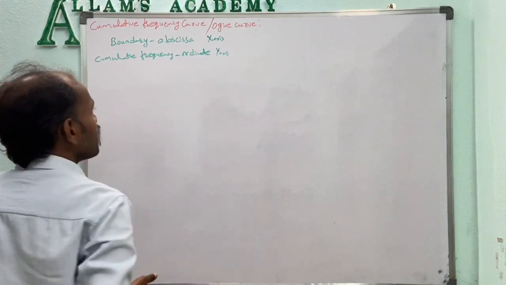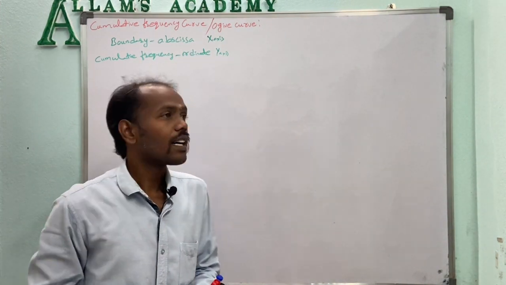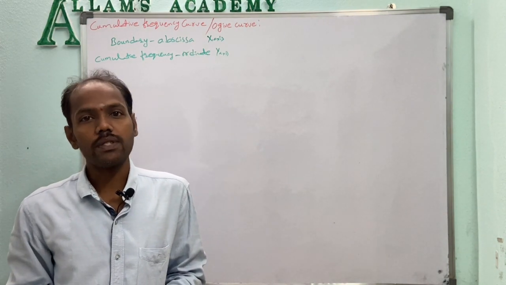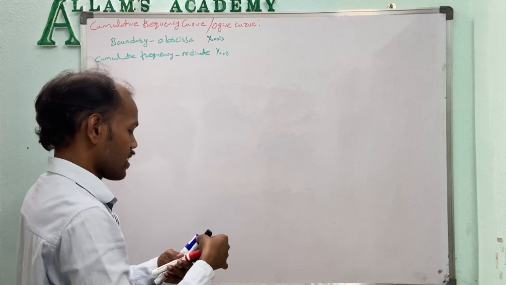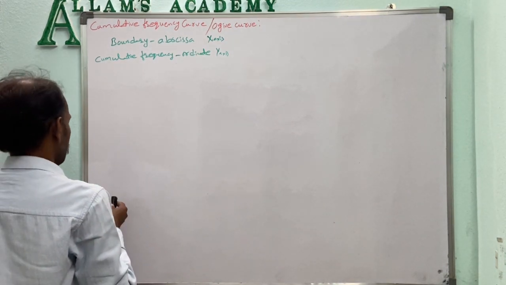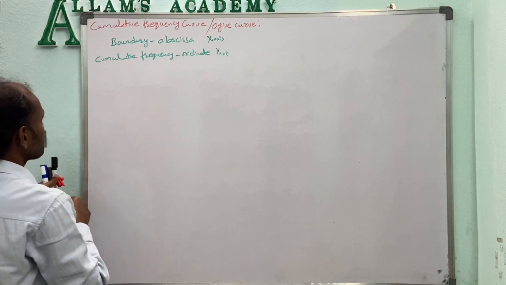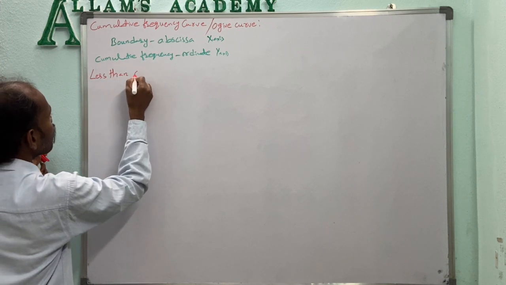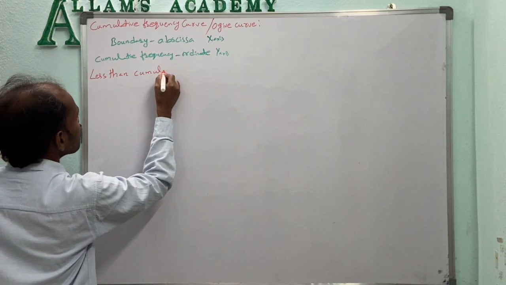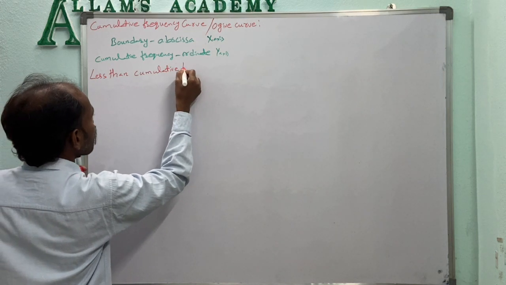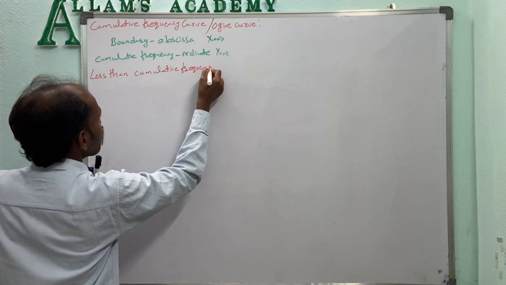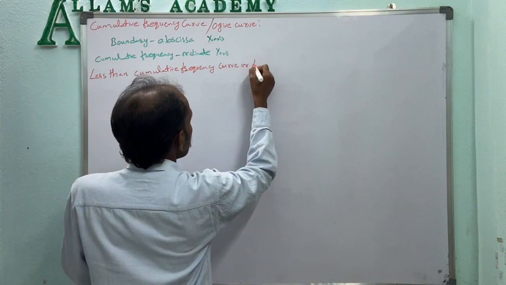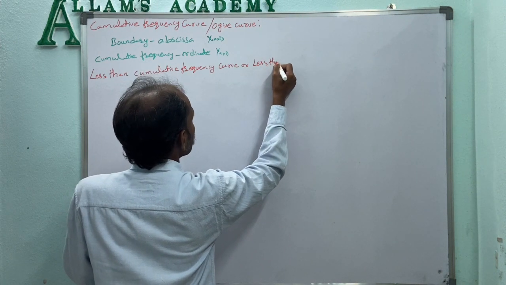So that model we are taking, and here the cumulative frequency curves, that means Ogive curves, are of two types. One is the less than cumulative frequency curve, otherwise called the less than Ogive.